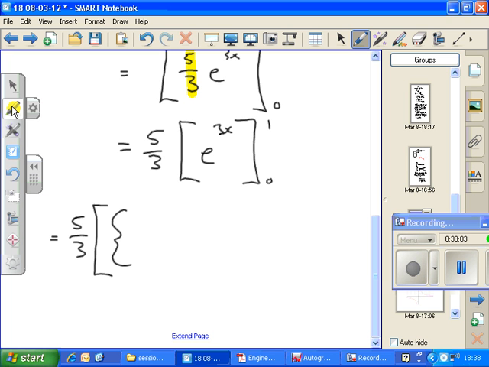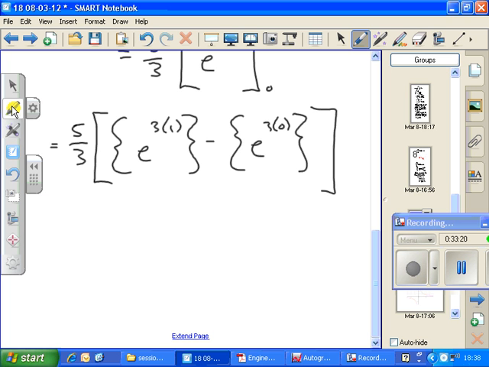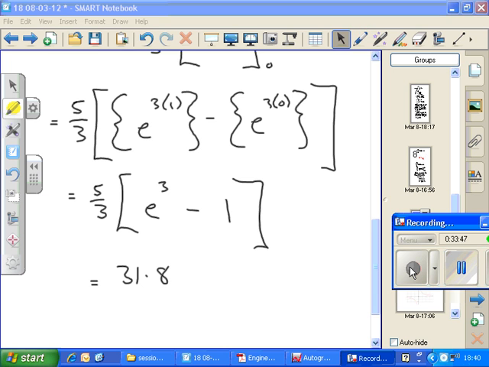So I'm going to put e to the 3 times 1 in the first curly bracket minus e to the 3 times 0 in the second curly bracket. But then once I've worked that out, I'm going to multiply the whole lot by 5 over 3. E to the 3 minus anything to the power 0 is 1. So I end up with that. And then I work it out on the calculator. And I get, and you should get 31.8, okay, is your area underneath the curve.